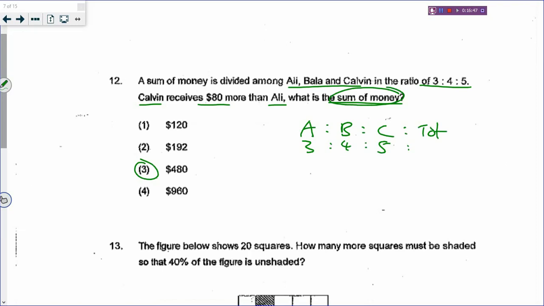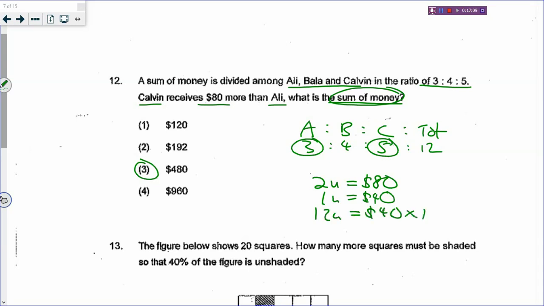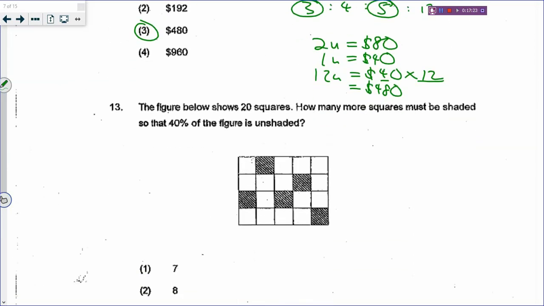So total units will be 12 units, and Kelvin received $80 more than Ali. So 5 minus 3 will be 2 units more, and that will be also $80 more. So your 1 unit is $40. So you find the sum of money, which is 12 units. So 40 times 12. And a shortcut, try to cut down the working so you can do it faster: you take 4 times 12, that will be 48, and put back the 0. So the sum of money is $480. Question number 13, and your answer is number 1.